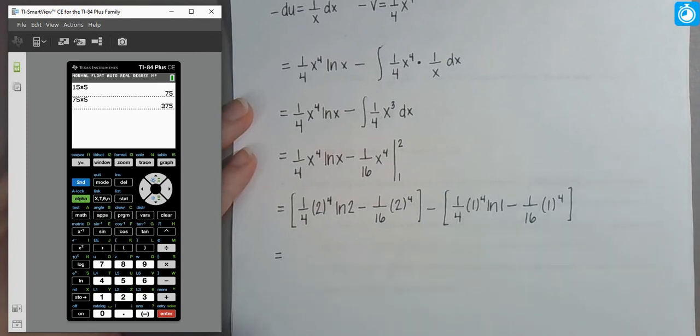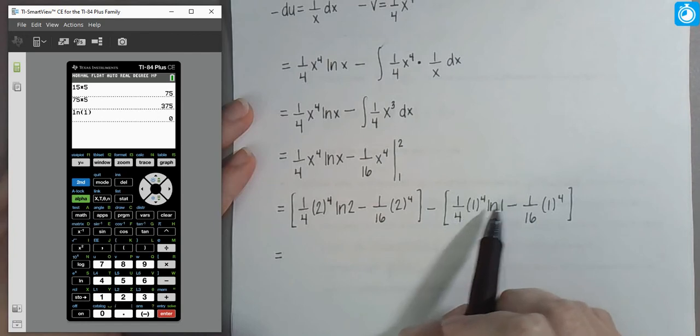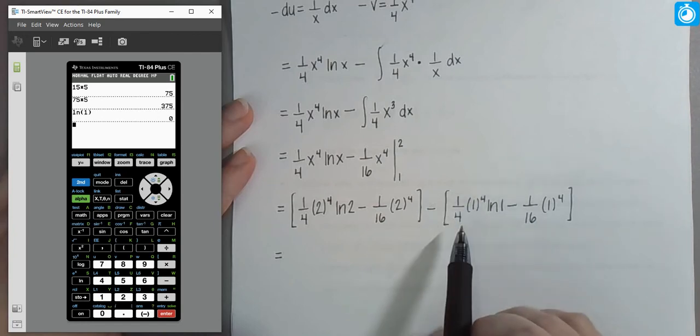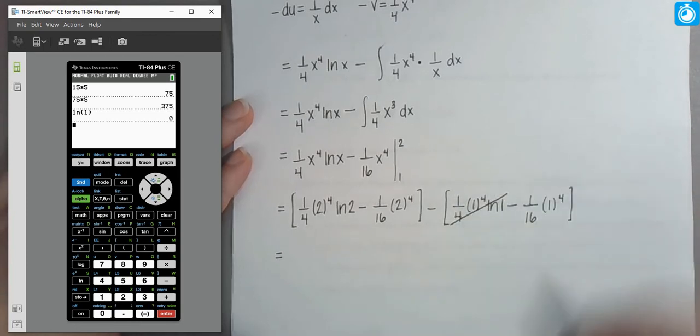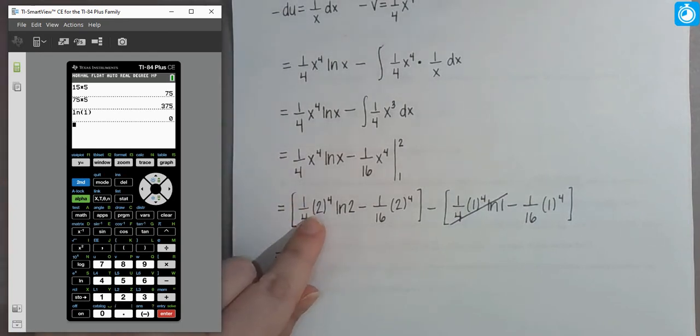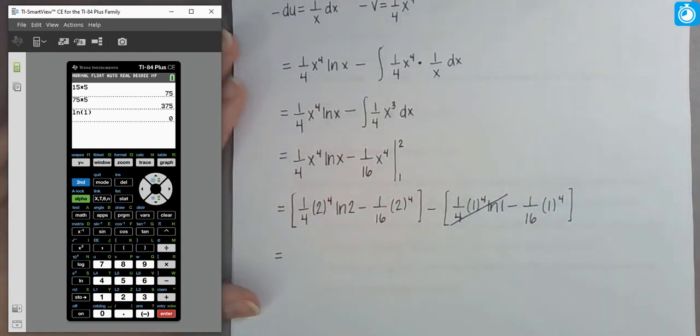Now, natural log of 1, that's a different story. If you evaluate the natural log of 1, it actually comes out to 0. So natural log of 1 times the other factors in this term, well, if this goes out to 0, then this whole term is also just 0. So that term comes out to 0. It's eliminated.